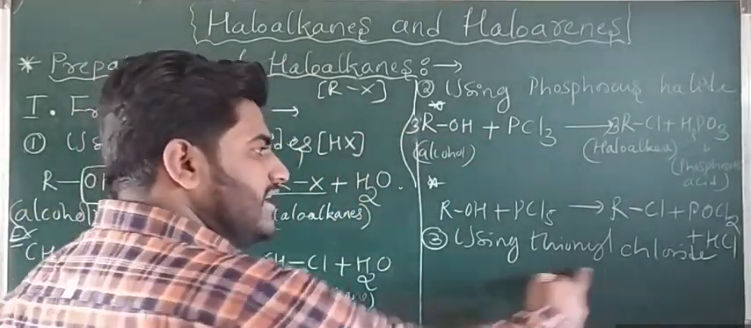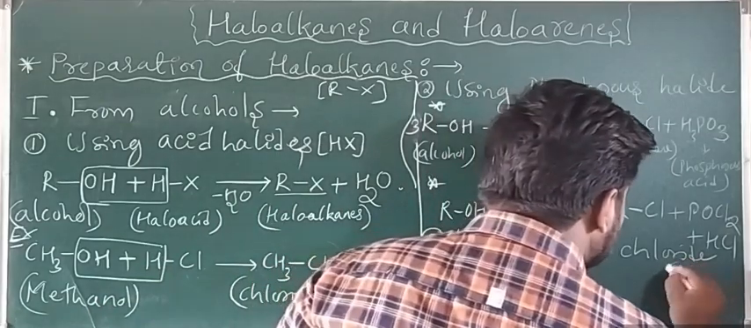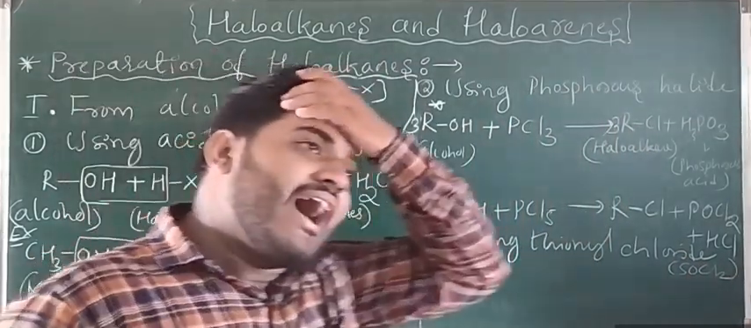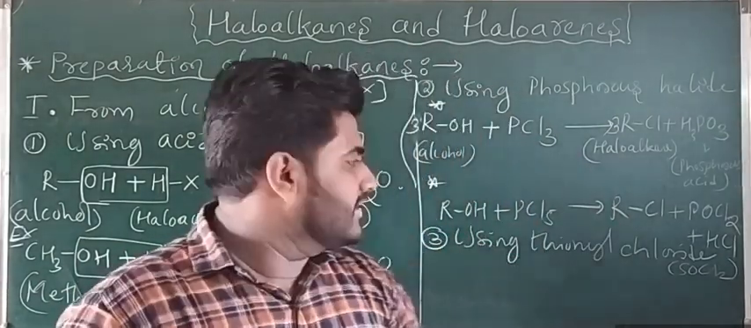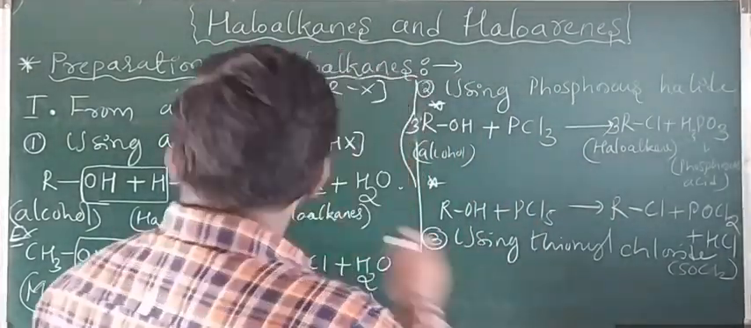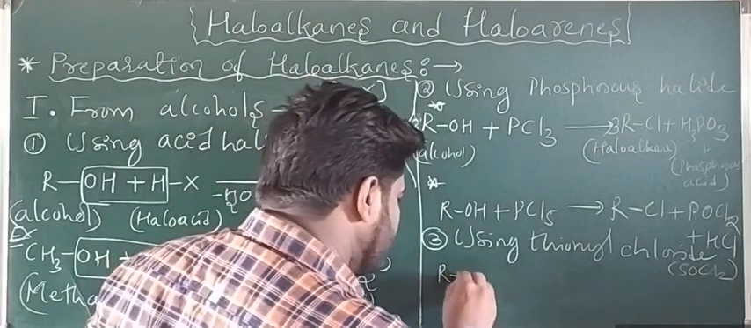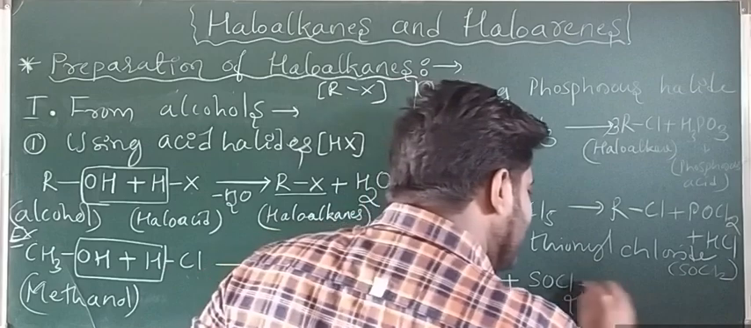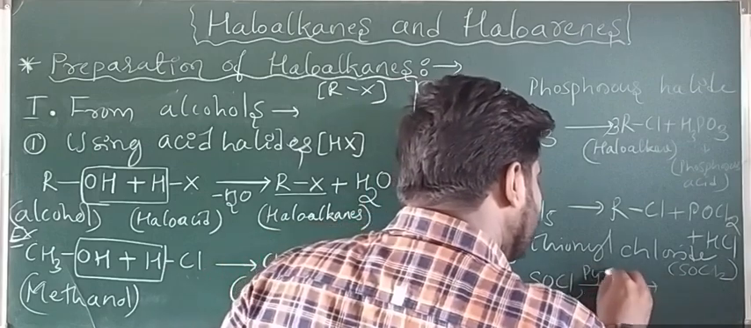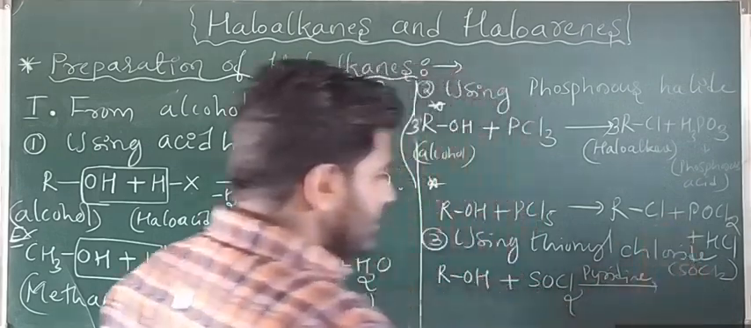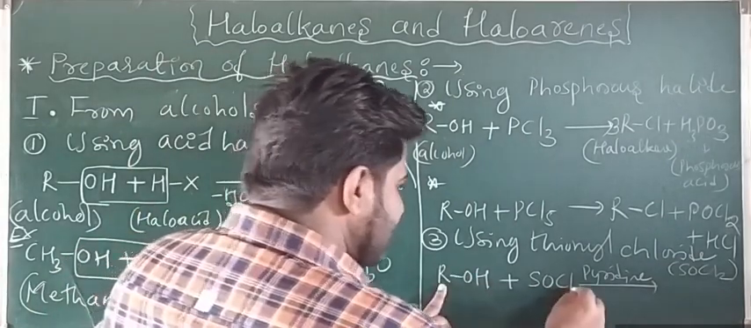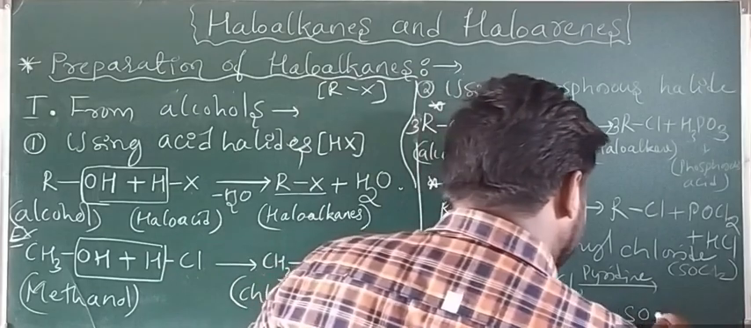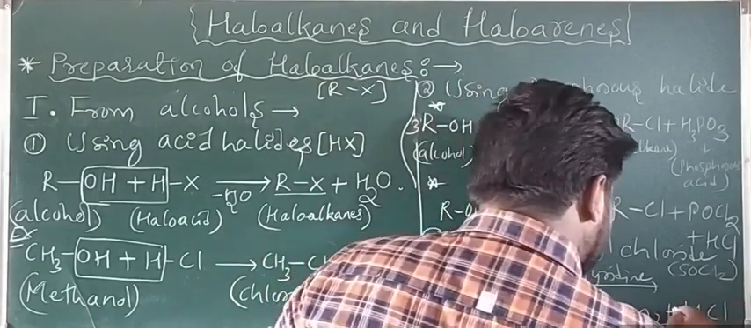That's it. So using thionyl chloride means SOCl2. SOCl2 is thionyl chloride. Thio is a nickname for sulfur. So thionyl chloride, SOCl2. What do we have to add here? Alcohol we have to add, and we have to add SOCl2 in the presence of pyridine. In the presence of pyridine, what we will get is, look here, RCl plus SO2 plus HCl.